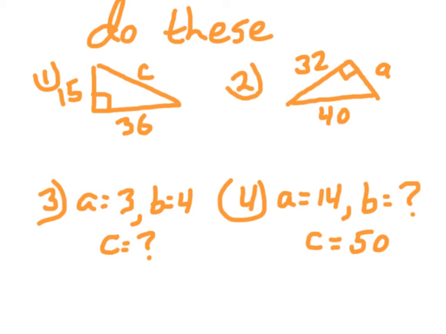Okay, so here we go with the 4 questions I'd like you to do. So do these. Again, draw the pictures and then work out all the math. In this first one, we have a right triangle. 15 is the height, 36 is the width. Find C. In the second one, I have an upside down right triangle. Don't let that throw you, but the A is the question mark, B is 32, C is 40. On the third one, I'm not drawing the picture, but I'm telling you, A is 3, B is 4, C is question mark. Fourth one, A is 14, B is question mark, and C is 50.